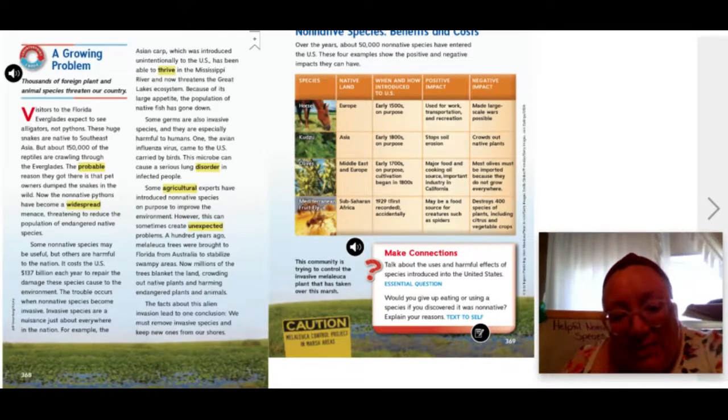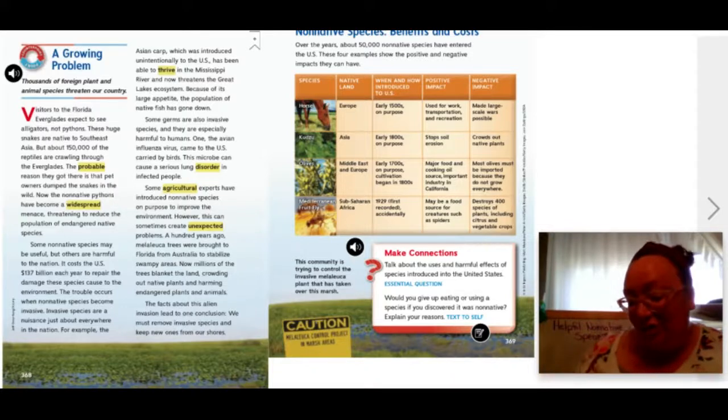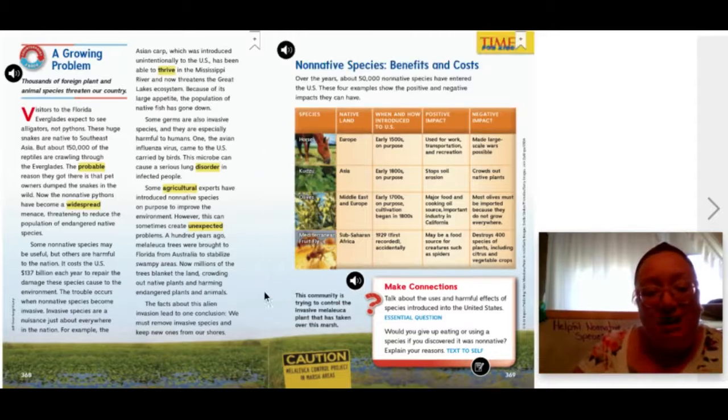And the last one, we have a Mediterranean fruit fly. It can be used as a food source for creatures such as spiders. And the negative is it destroys 400 species of plants. Wow, not looking so good, Mr. Fruit Fly. So we're now going to take the list that we've gathered, take a look at it, and decide which one we're going to write about. All right, good job scanning the text, guys.